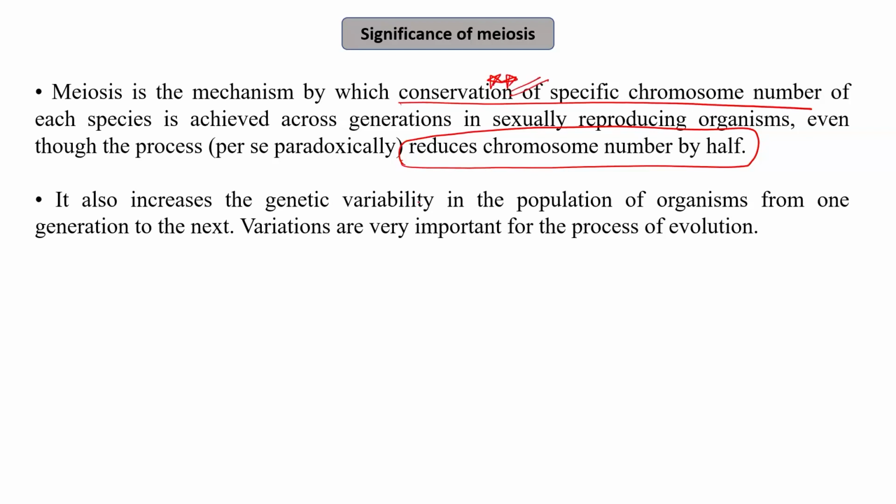It also increases the genetic variability by the process of recombination, as we see that happens in prophase 1. So variations are very important for the process of evolution, and we know that this variation may happen either at the prophase 1 stage or even during the metaphase 1 stage when there is an alignment.